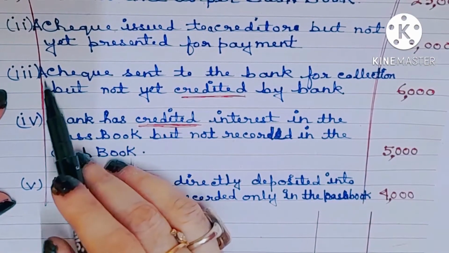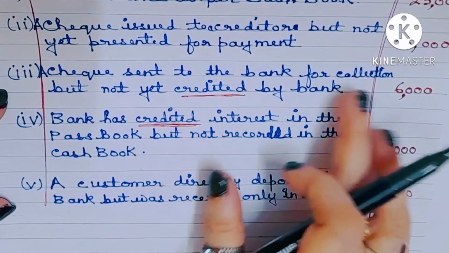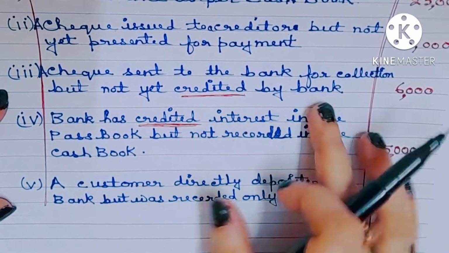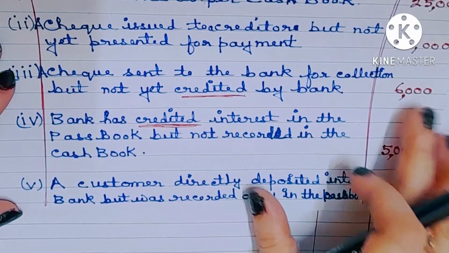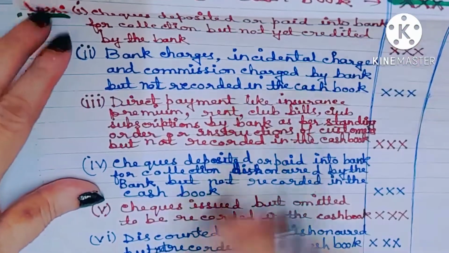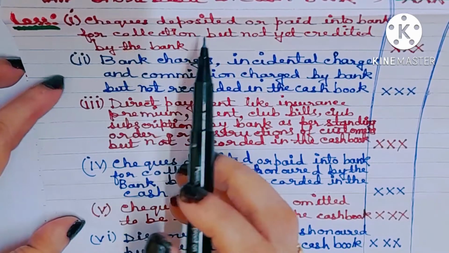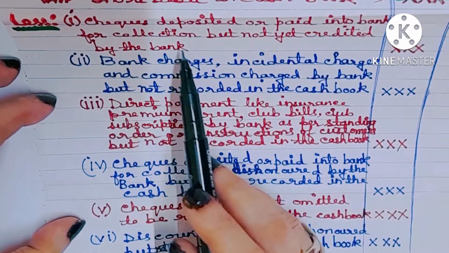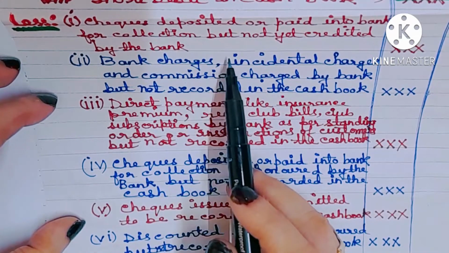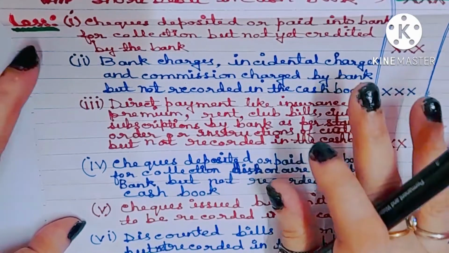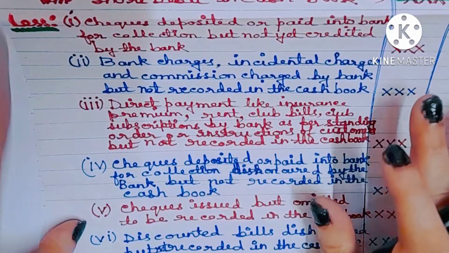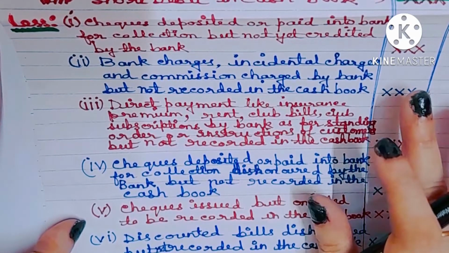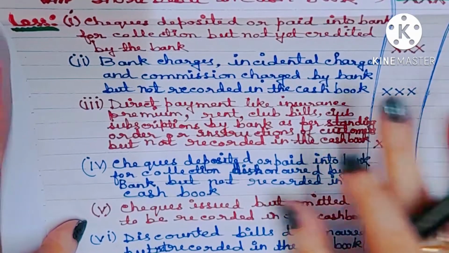See, number 3. A check sent to the bank for collection but not yet credited by bank, rupees 6,000. Should we add or deduct? Let's go through the chart. See, less. Checks deposited or paid into bank for collection but not yet credited by the bank. So we should deduct this transaction. So I have prepared this chart for your benefit. But we should understand why we are going to deduct these transactions.